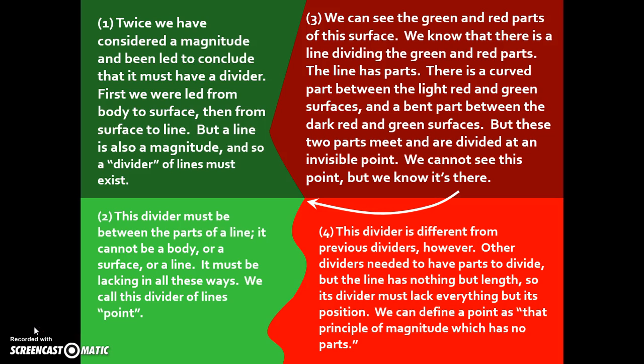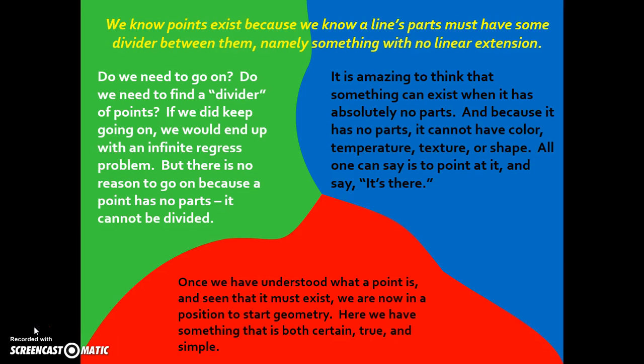This divider is different from previous dividers, however. Other dividers needed to have parts to divide, but the line has nothing but length, so its divider must lack everything but its position. We can define a point then as that principle of magnitude which has no parts, but only position. We know points exist because we know a line's parts must have some divider between them, namely something with no linear extension.